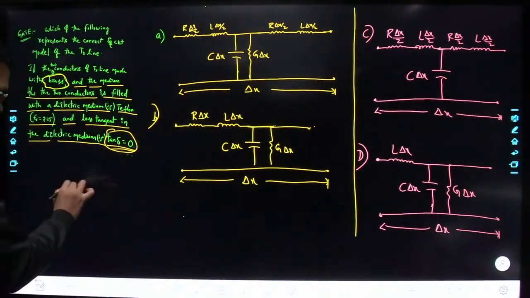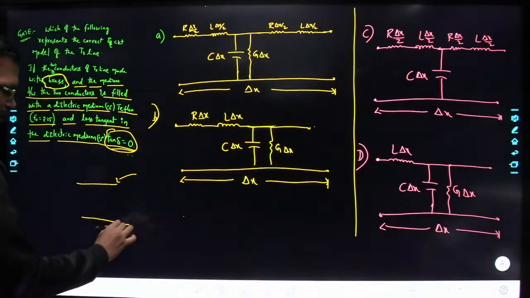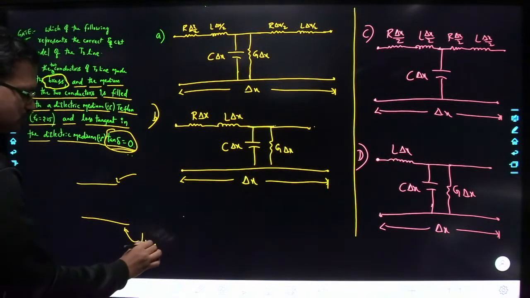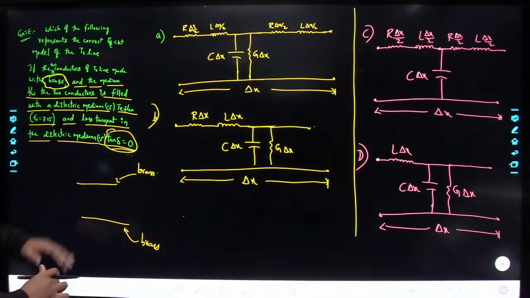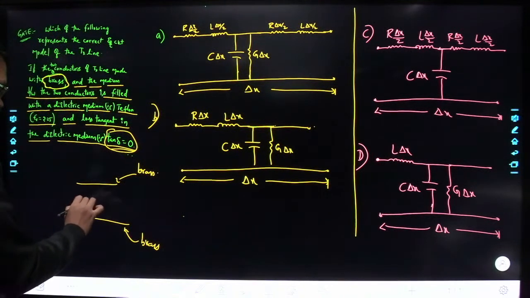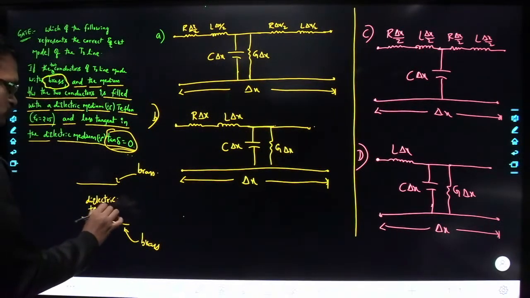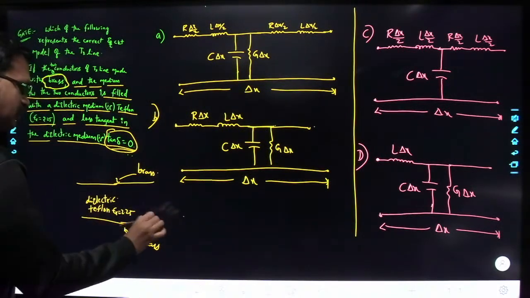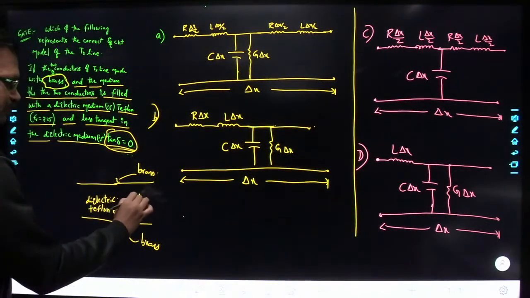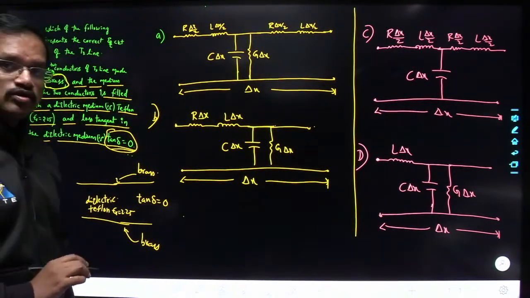So that means they have given that the two conductors of the transmission line are made with a conducting material, brass, and the medium between these two conductors is filled with a dielectric medium. That is Teflon, whose permittivity epsilon r is equal to 2.25. And in this dielectric medium, they have given loss tangent tan delta equal to zero.